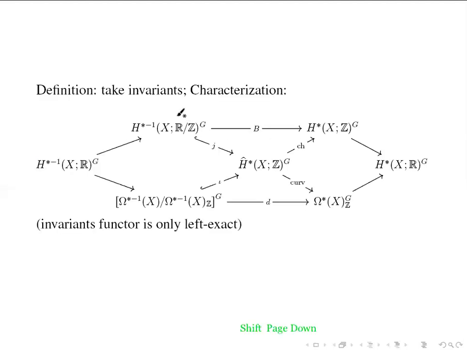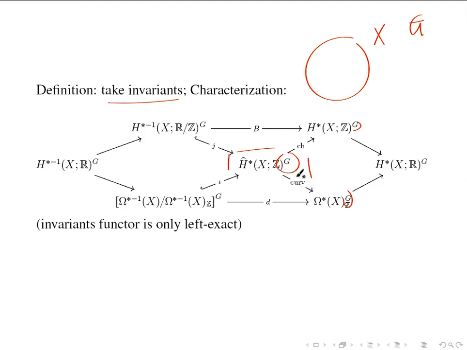When G acts on your manifold X, there is an induced action on cohomology, on differential forms, and on differential cohomology. And so you just take the invariant subgroup. That's the definition. The difficulty, of course, is you'd like to actually compute this thing, and to compute it, you need a characterization.